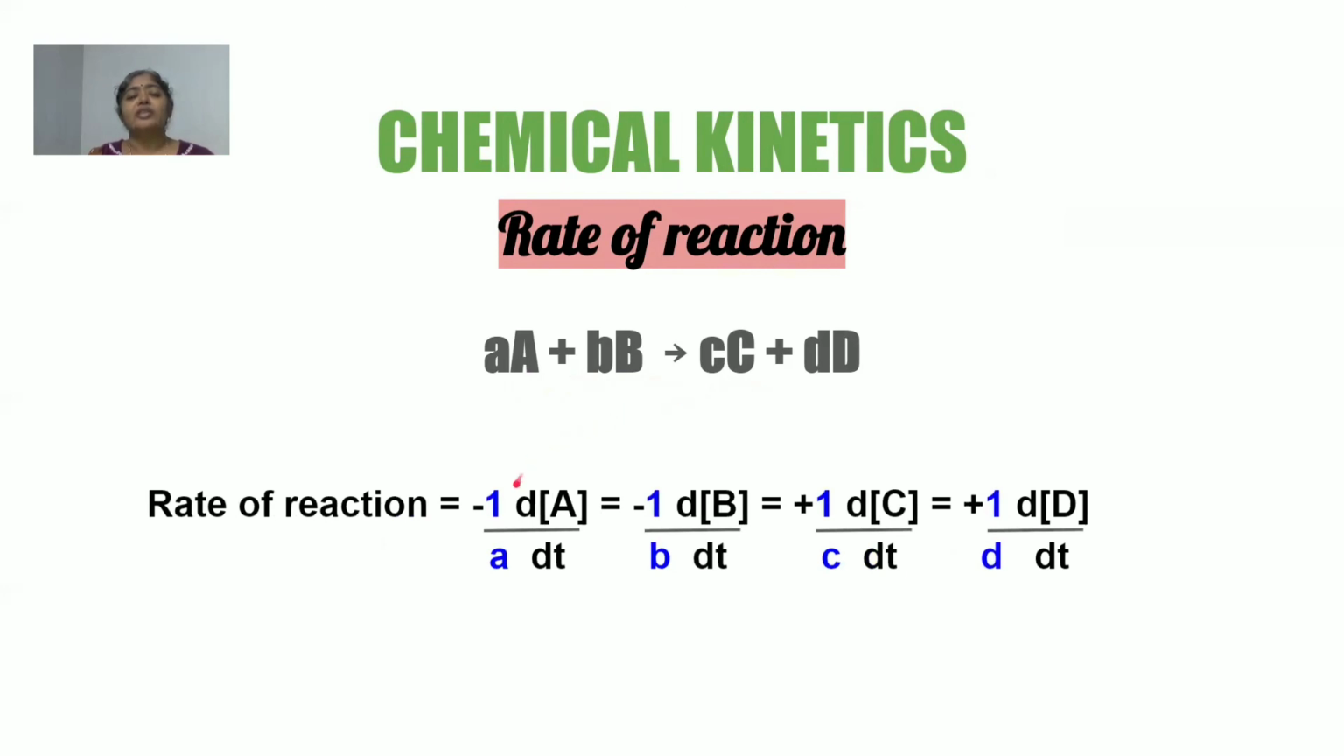The rate of the reaction is written as minus 1 upon a into dA by dt. Okay, negative sign because A is a reactant. dA by dt is the rate at which the concentration is decreasing with respect to time. Okay, and this 1 upon a, so that the value becomes equal to the rate at which B is getting consumed, or the rate at which C is getting formed, or D is getting formed. So everywhere you can see I have multiplied it by the reciprocal of the stoichiometric coefficient.